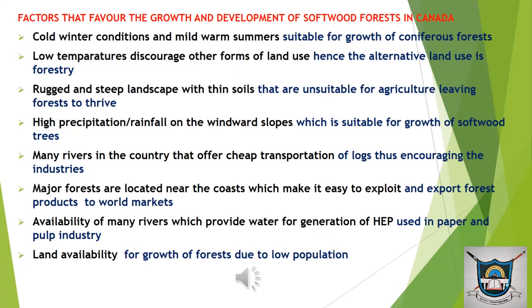Availability of many rivers, which provide water for generation of HEP, that is simply hydroelectric power, used in the paper and pulp industry. Then land availability for growth of forests due to low population. Those are the factors that favor the softwood forest growth in Canada, and you can compare and contrast those factors of Canada and those factors of Kenya, as you saw from the previous slides.